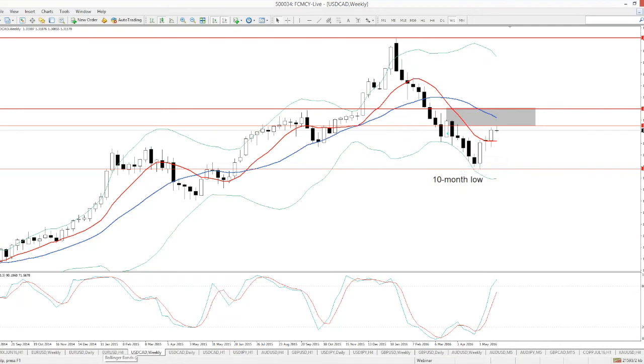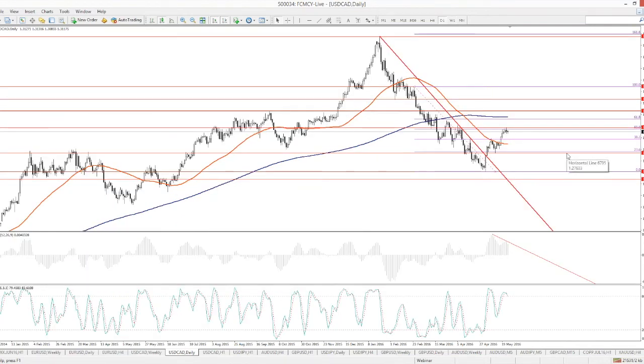Let's go to the daily one. On the daily, we see that there was a downtrend line. However, the downtrend line was breached. It's a similar picture to the weekly, but in more detail. And there was a retracement to 131.84.